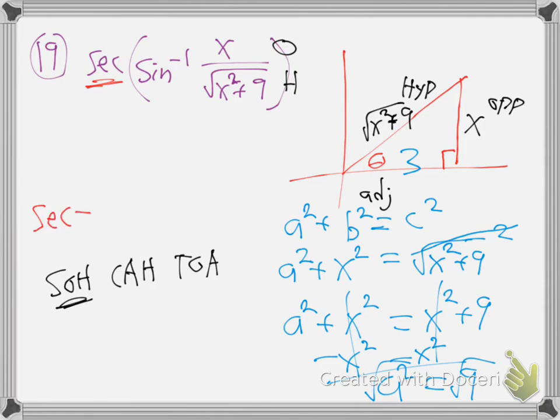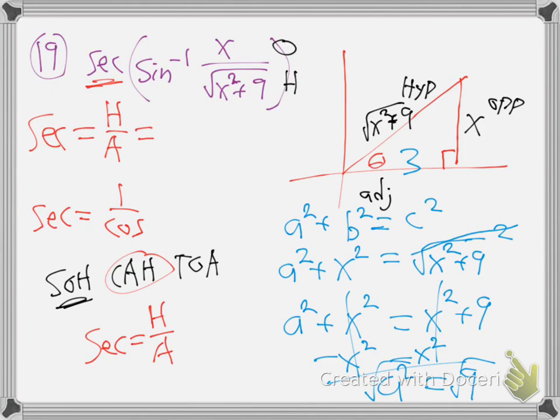Remember that secant is upside down of cosine. So cosine is adjacent over hypotenuse. So then secant will be hypotenuse over adjacent. Upside down to that, right? You with me? The SOHCAHTOA, cosine's adjacent over hypotenuse, so secant upside down, hypotenuse over adjacent. So secant here will be hypotenuse over adjacent. Hypotenuse, the square root of x squared plus 9, over adjacent, over 3. There it is.